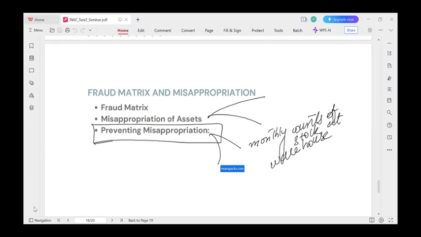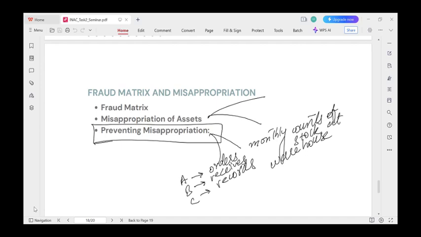Or you can have segregation of duties, like one person orders inventory, another receives it, and a third person records it. Okay? Person A orders, person B receives, and person C records. So in the whole system, you have essentially included three individuals, and you have the segregation of duties in place.